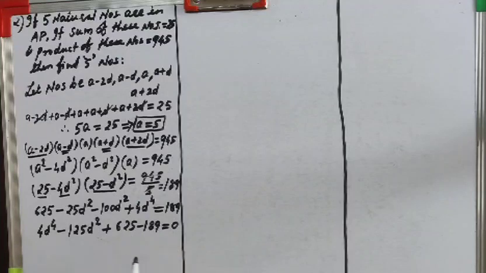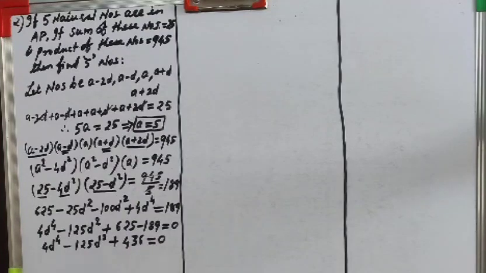This one we are getting a quadratic equation, but here the degree is 4. So when you subtract 189 from the 625, you are going to get 436. So I will write here 4d power 4 minus 125d square plus 436, which is equal to 0.